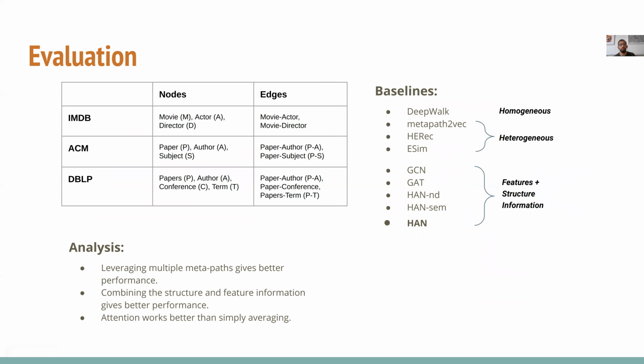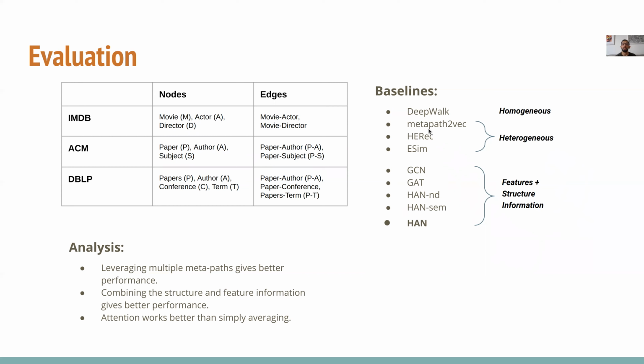The authors apply their model on three different datasets: IMDb, ACM, and DBLP. They use this as a homogeneous baseline. They also use a couple of heterogeneous baselines, and because they are using convolutional neural networks, they take GCN and graph attention network. These models work with homogeneous graphs, but they are based on convolution, so they use features as well. The other models do not use convolution, so they do not use features.